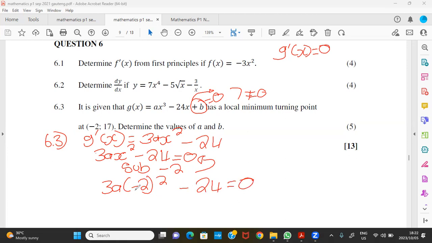From here, you just work it out properly. (-2) all squared is a positive 4. Positive 4 times 3a is 12a, and 12a minus 24 equals 0. Now we can take 24 to that side, so we have 12a equals 24. We work out our value for a by dividing both sides by 12. Then a is 2.